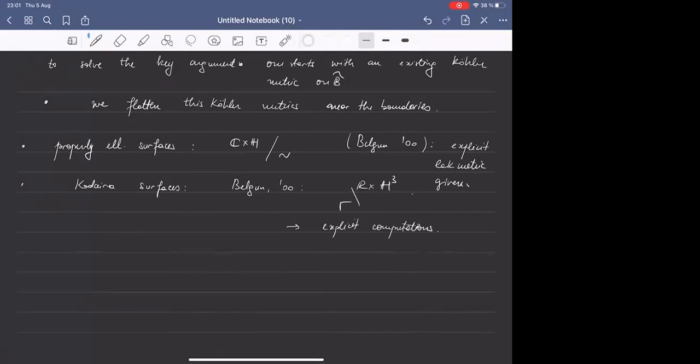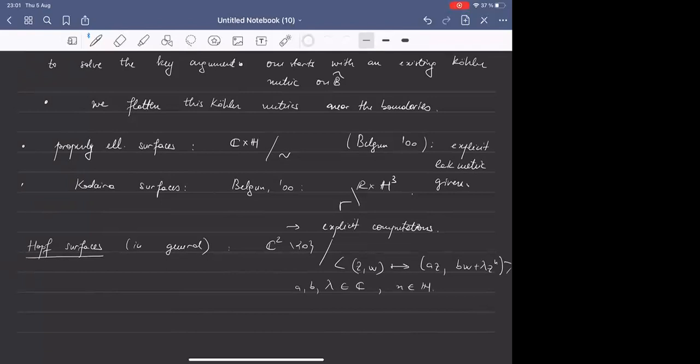Okay, and what about Hopf surfaces? If you remember, in the last lecture we put an LCK metric on a diagonal Hopf surface, but Hopf surfaces in general are defined as quotients of C2 minus zero by a transformation of this type, (z, w) goes to (a z, b w + lambda z^n), where a, b, lambda are complex numbers and n is a natural number, and a, b and lambda satisfy the following properties.